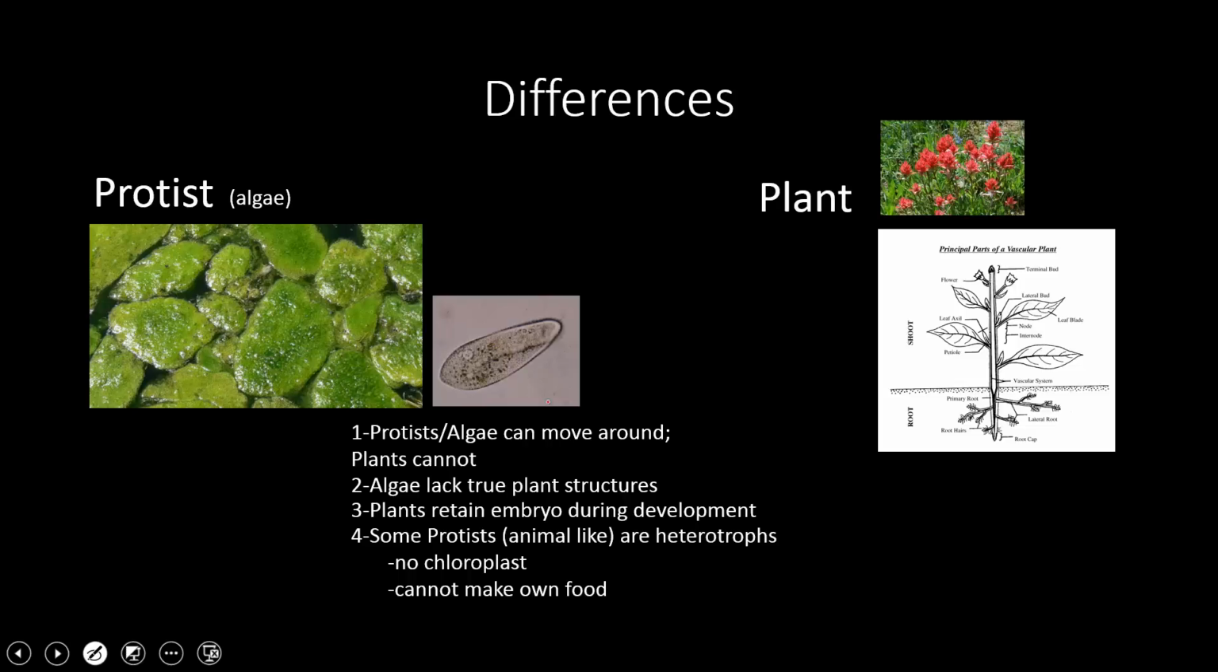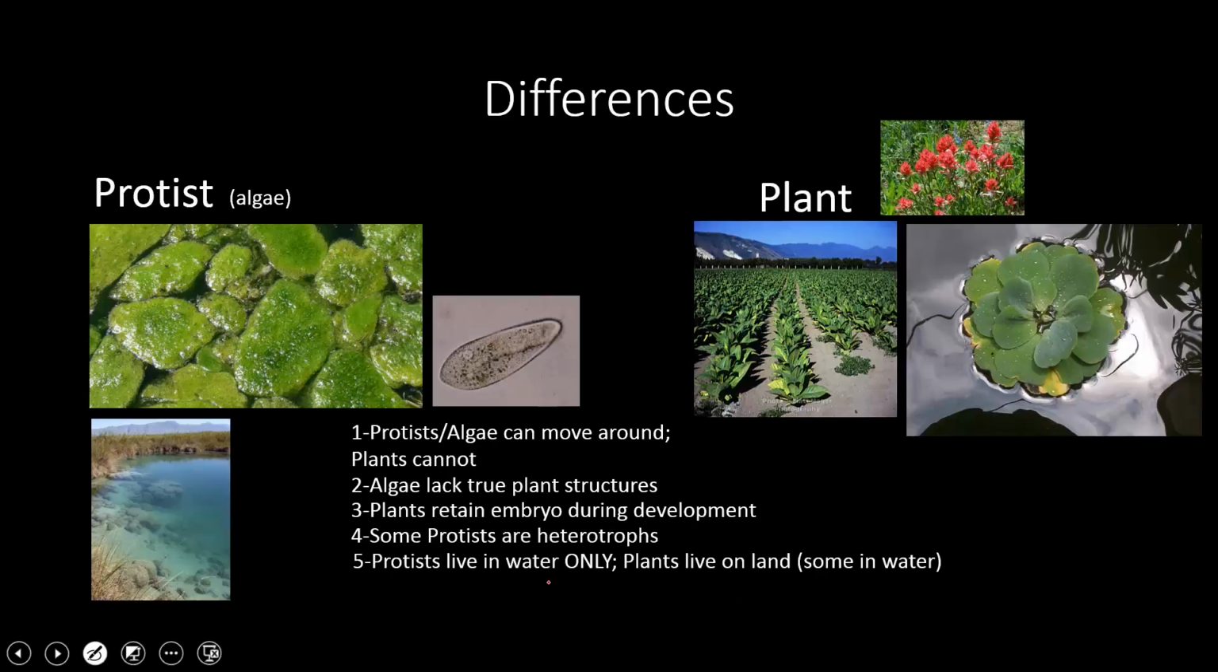Some protists, especially the animal-like protists, are actually heterotrophs. This means that they cannot make their own food, they do not contain chloroplast, and they must feed on other things. Protists can only live in water and not land, whereas plants can live on land and water.